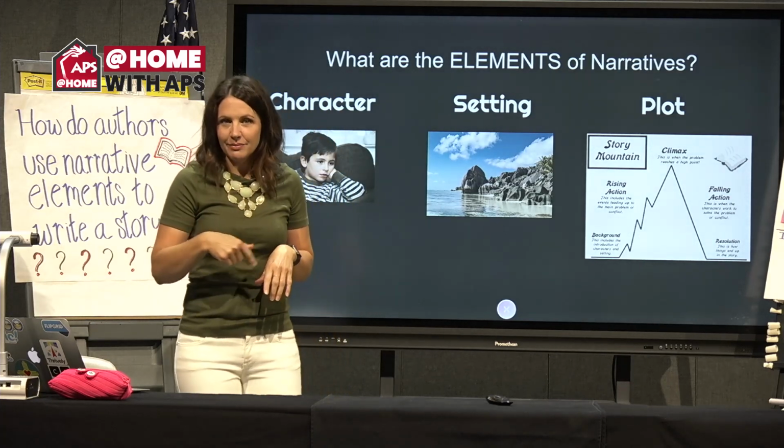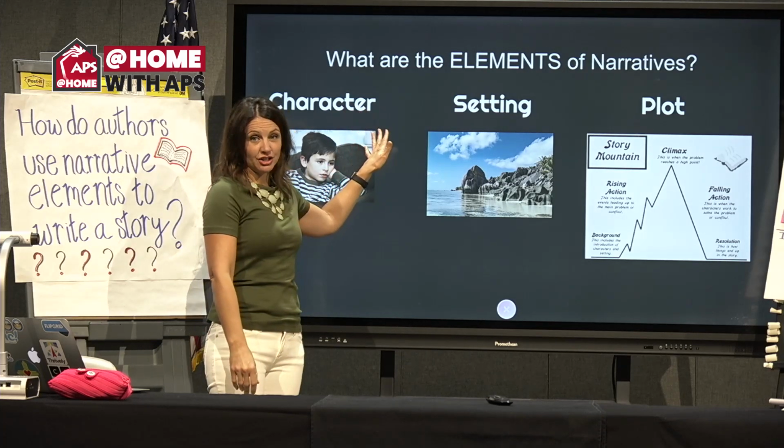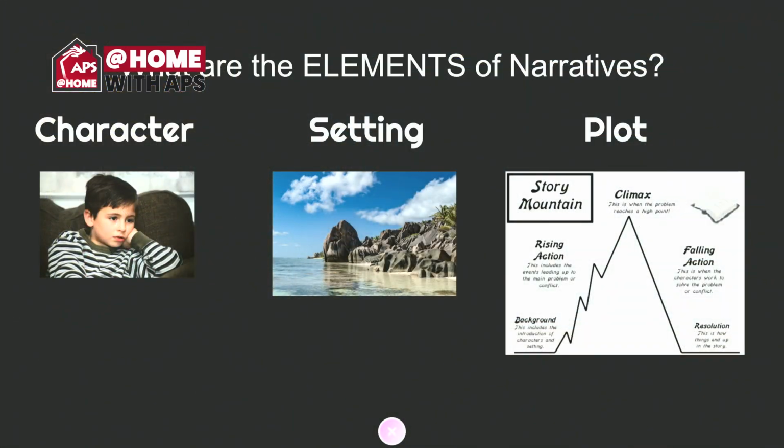What are elements of a story or a narrative? Character. All stories or narratives will have characters. The characters can be human, animal, real, fictitious. All narratives will have a setting, a place where the story takes place. Setting can be time. It can also be a location. This setting is on a beach, on a coast.